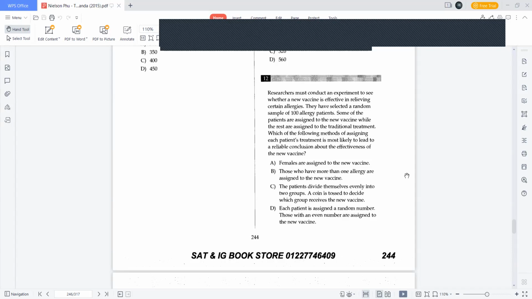Okay. Why not C? I'm curious. Well, with C, it says that a coin is tossed to decide which group receives the new vaccine. But a coin toss is a variable. When another coin is tossed, there's no way to really be sure of whether it lands on heads or tails. But with the numbers, you can know who gets an even number and who gets an odd number.